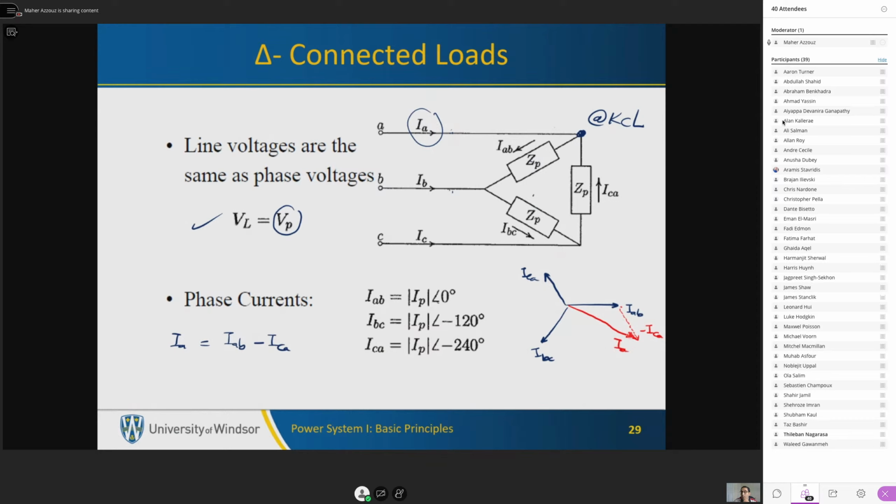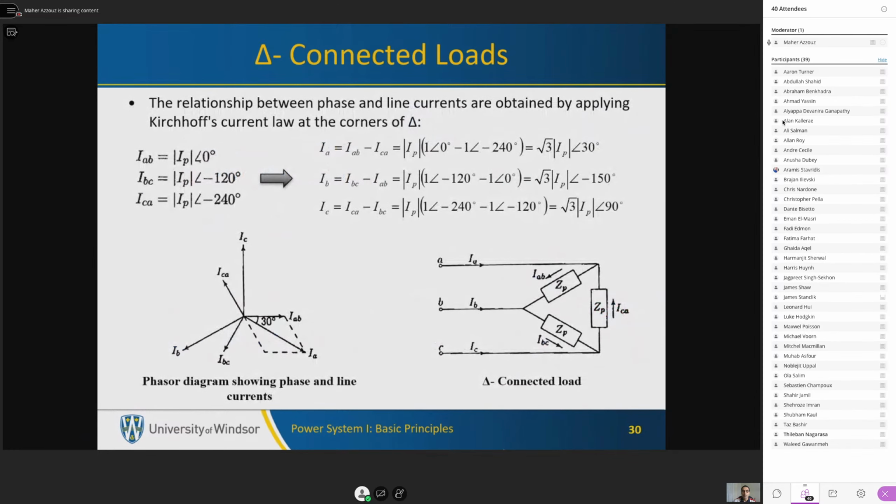So as you can see, the magnitude of the line current is greater than the phase current by √3, and it is shifted by 30 degrees in the backward direction. So it is negative 30 degrees. Here is the phasor diagram. So I line is equal to I phase shifted by negative 30 degrees, and the magnitude is multiplied by root 3. This is for delta connected loads.